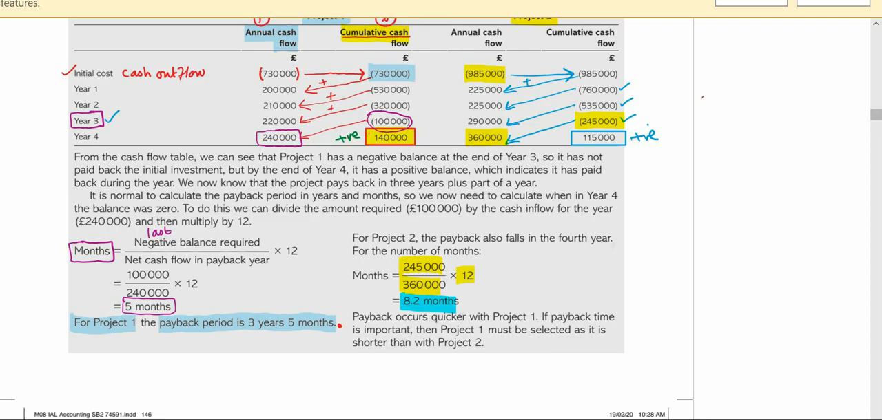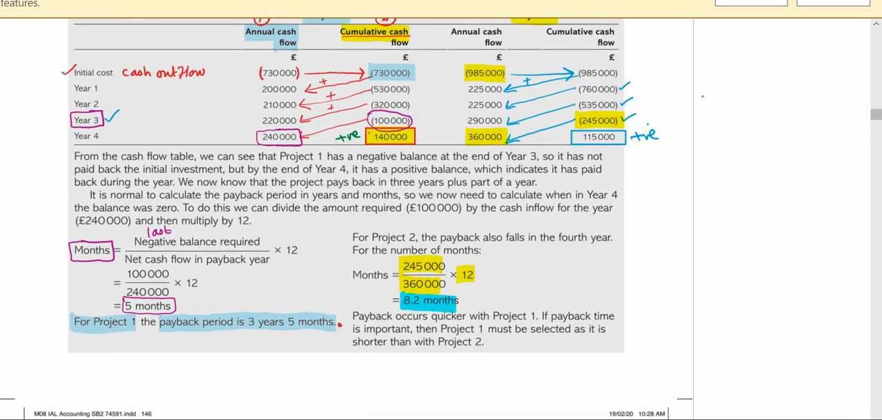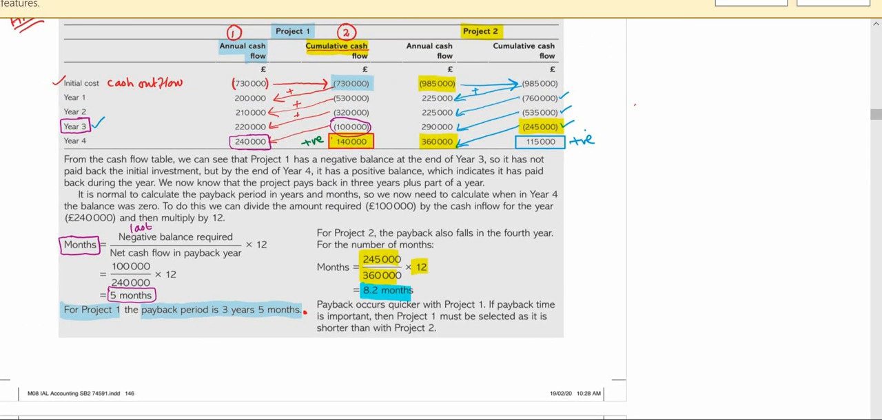Okay, so what will be the payback period for project 2? Yes, 3 years, 8.2 months. So which payback period is the shorter one? Project 1 or project 2? Yes, project 1. Project 1 payback period is the shorter one.